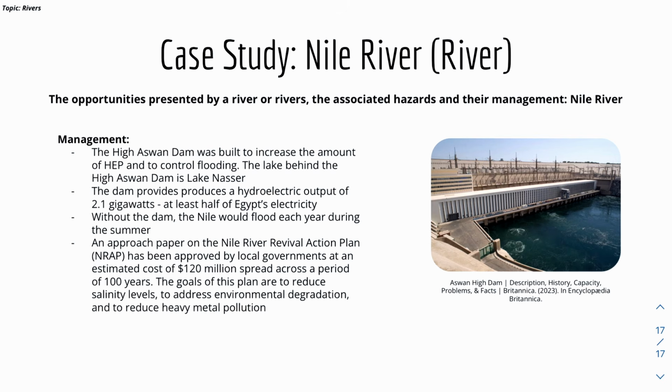And to further manage the river and the different pollution that is happening there, there's an approach paper called the Nile River Revival Action Plan, the NRAP, and it's been approved by the local government at an estimated cost of around $120 million spread across a period of 100 years. And here are the goals of the plan, which is to reduce salinity levels, to address environmental degradation, and to reduce heavy metal pollution happening in the Nile River.